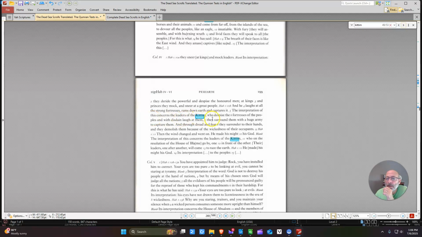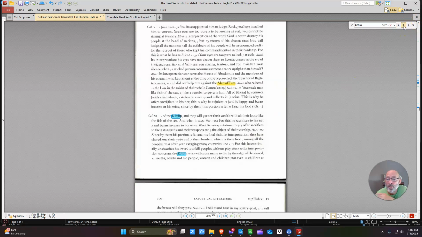This concerns the leader of the Kittim, who despise the fortresses of the people and disdain them, and laugh at them, surround them with a huge army to capture them, and through dread and fear surrender to them. All right. And this interpretation concerns the leader of the Kittim, who on the resolution of the house of blame go one by one in front of the other.